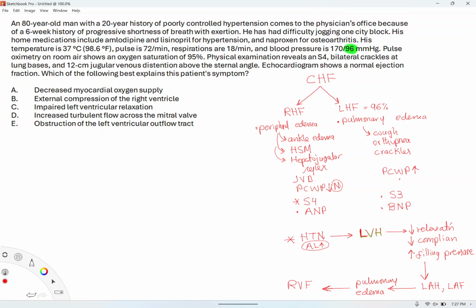Okay, so this is the issue here. Now let's go back to our questions. In our question, do we have these signs of heart failure? Let's see. 80-year-old man, yes, by that age. And how long does this person have hypertension?